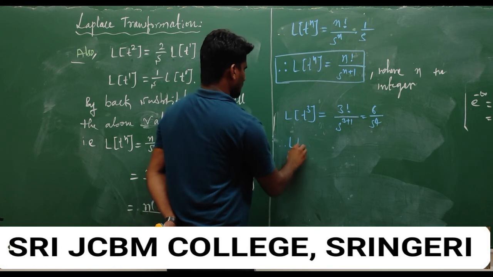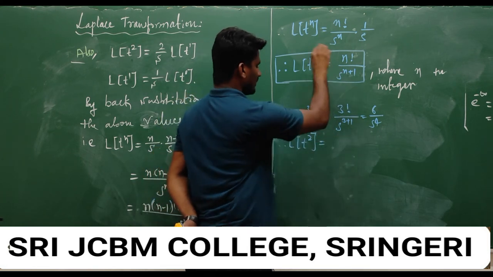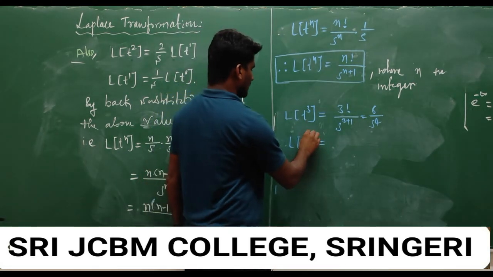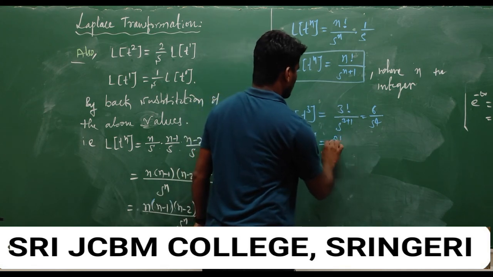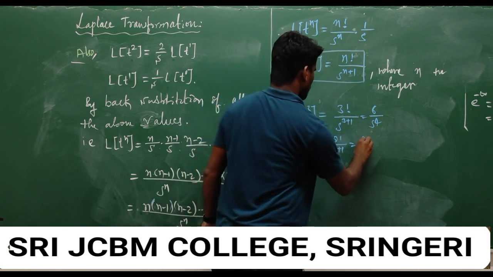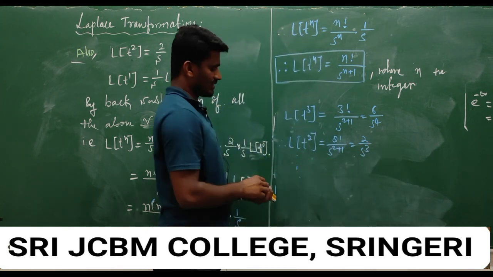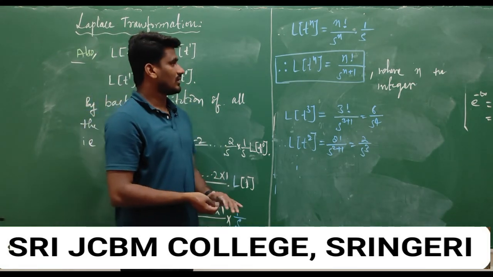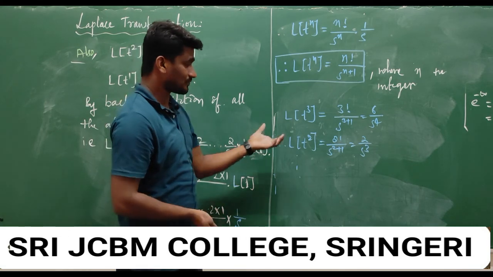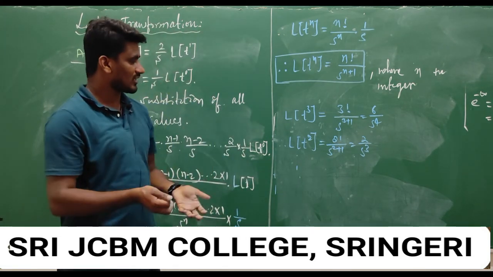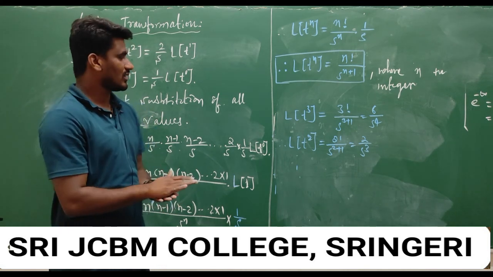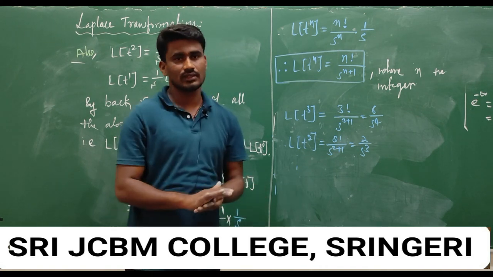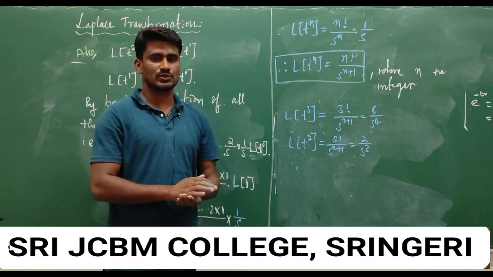Similarly, for the Laplace transform of t square, it is 2 factorial over s to the power 2 plus 1, which is 2 over s cube. Likewise, we can see many examples on t to the power n, apply n factorial over s to the power n plus 1, and we will get the solution. In the next video we will see some more examples on Laplace transforms. Thank you.